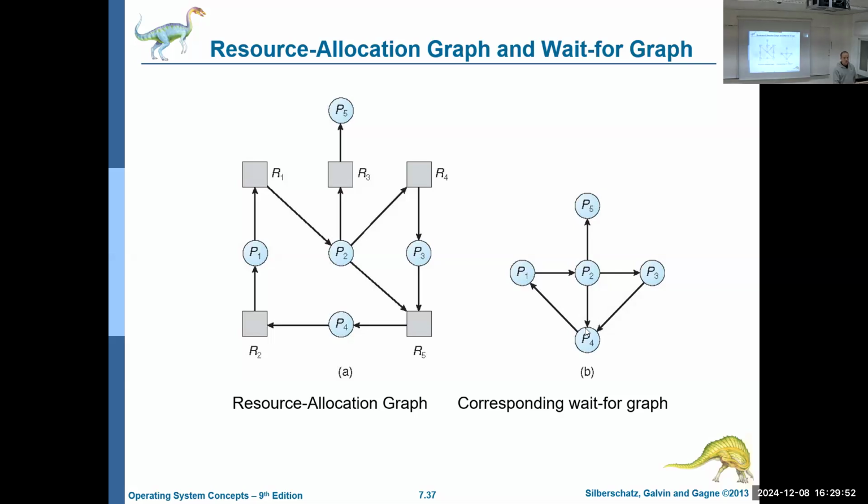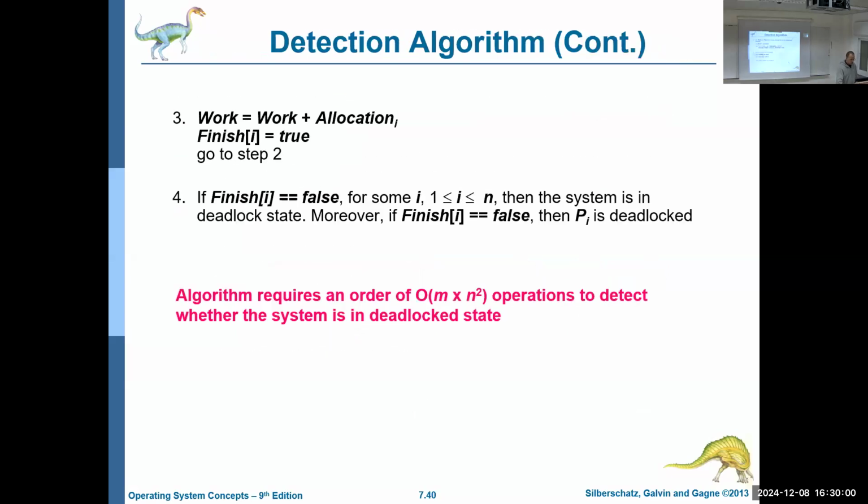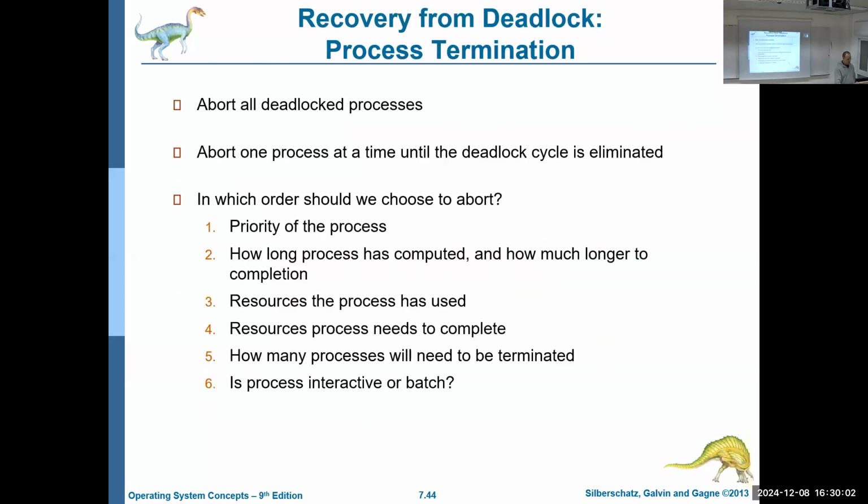So what we'll do is we'll start killing processes, then run the algorithm again and see if we still have deadlock. We don't really know. So that's what it says here, it's like M to the 4th. Abort one process at a time until the deadlock cycle is eliminated. In which order should we choose to abort? So who should we choose?